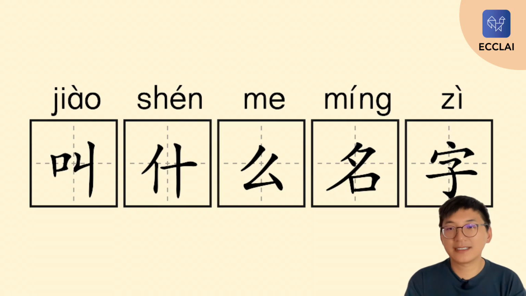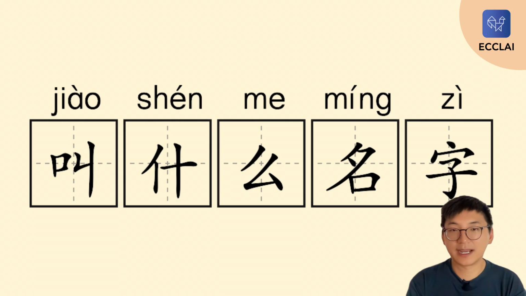So next we're gonna check some characters of this lesson. Alright, the first 5 characters here. 叫. 叫 means to be called, call oneself, or call, okay? 叫.